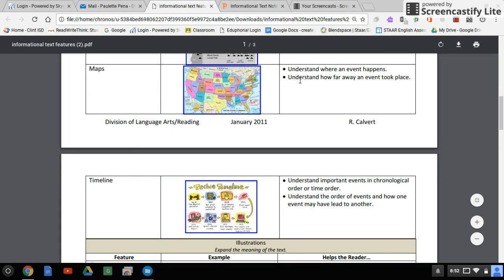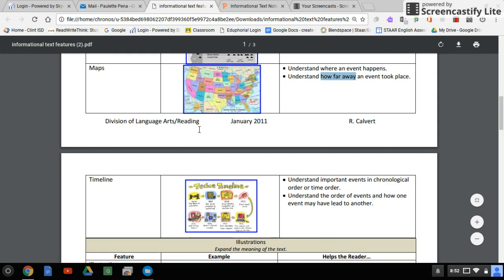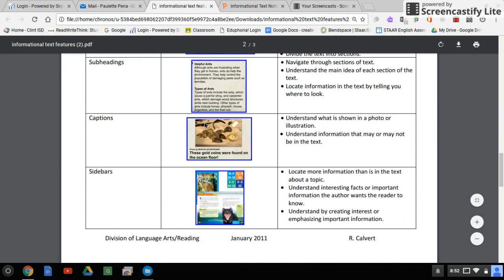How do they help the reader? They help you understand where an event happens and understand how far away an event took place. So go ahead and highlight where event happens and how far away, because on the map, you can see how far it was from you, whatever did happen. You can tell us in which area. Did it happen in the north, east, west, south? Okay, this is where the map is showing that information. Let's go ahead and continue.